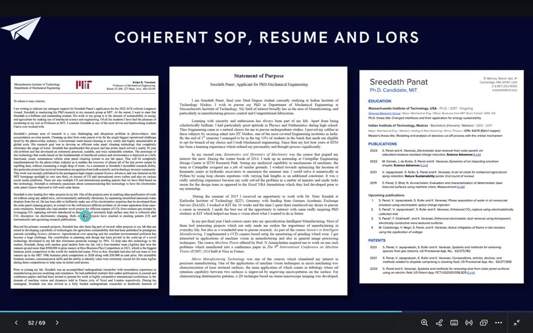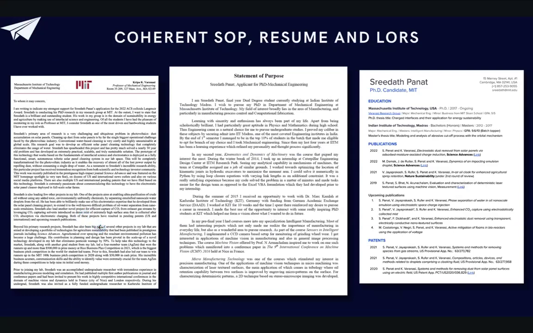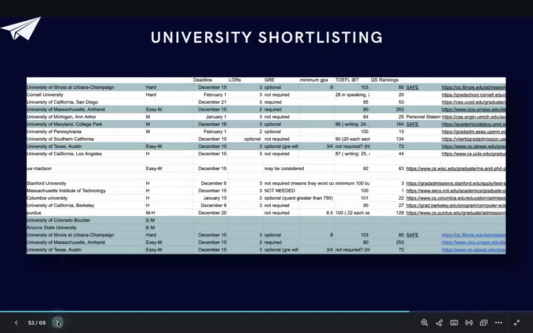And I just want to show you with this slide how coherent your SOPs, resumes, and LORs should be. It is very important that these three documents are coherent and they tell the same story, right? It's okay if there is some repetition in your SOP and your resume, it's completely fine. But if this is not coherent, then immediately it's going to distract the admissions committee and they are not going to find your profile credible. Okay, so keep a double check on maintaining the coherency of these three documents. Okay, it is very important.